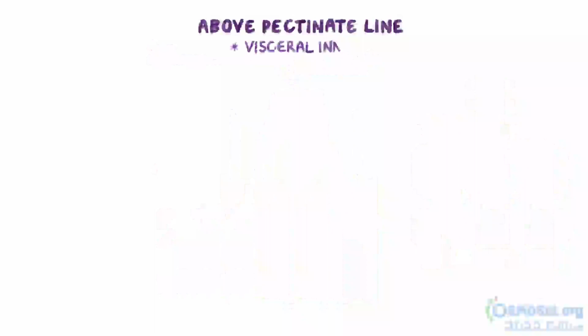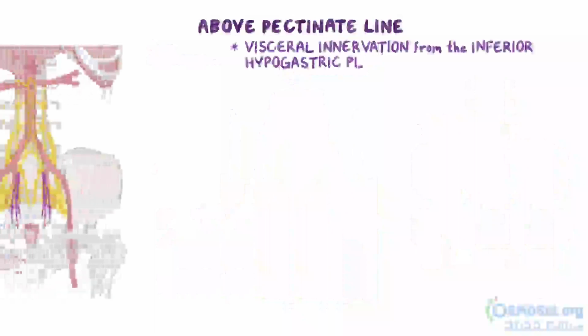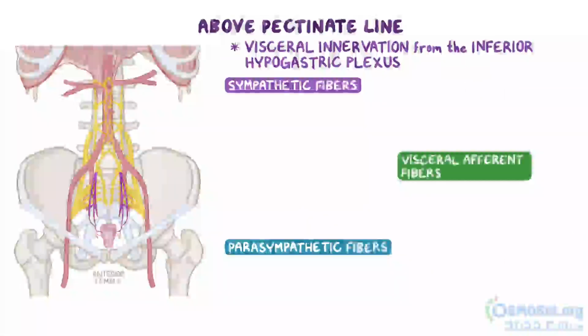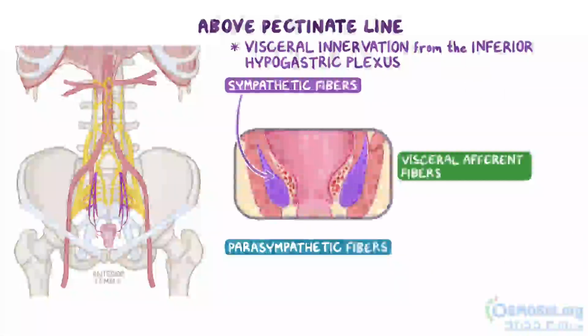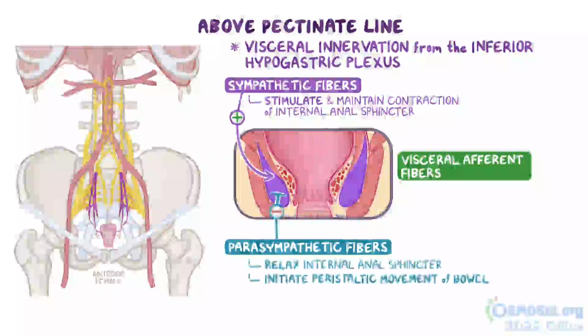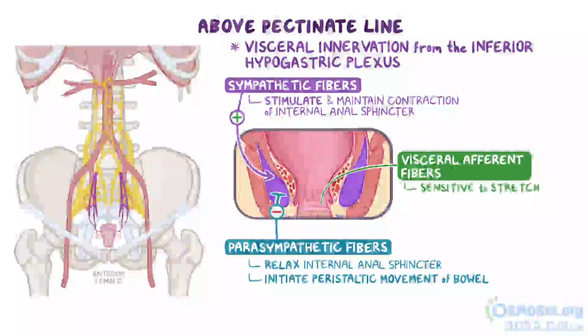Lastly, the nerve supply above the pectinate line is visceral innervation from the inferior hypogastric plexus, providing sympathetic, parasympathetic, and visceral afferent fibers. First are the sympathetic fibers, which stimulate and maintain the contraction of the internal anal sphincter. Next are the parasympathetic fibers, which relax the internal anal sphincter and initiate peristaltic movement of the bowel during defecation. Finally, the afferent fibers from the upper part of the anal canal are visceral, making it sensitive to stretch only.